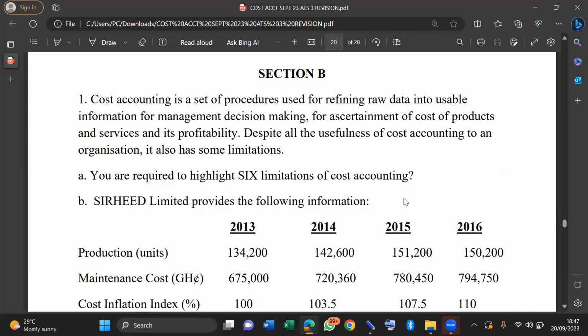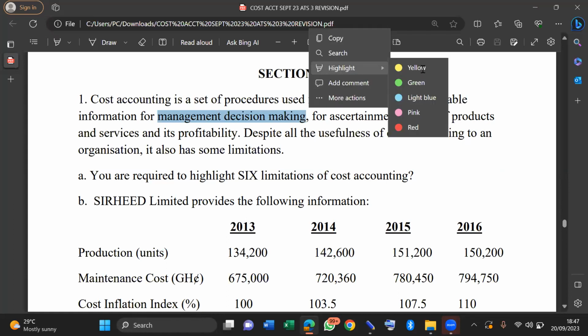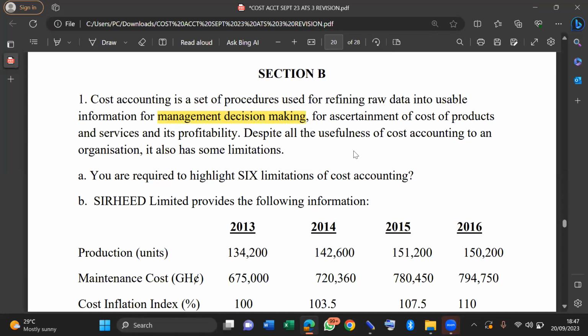Yes, sir. Section B. Cost accounting is a set of procedures that is used for refining raw data into usable information for management decision making. Do you see how we put it? Into what? Information for what? Management decision making. For ascertaining the cost of the product and services and its productivity. Despite all the usefulness of cost accounting to the organization, it also has some limitations. My dear professionals, you are required to highlight 6 limitations of cost accounting.